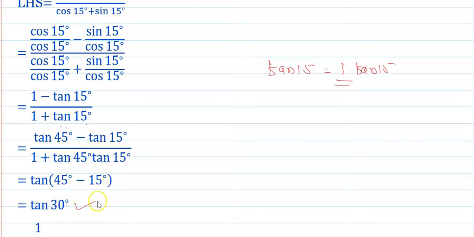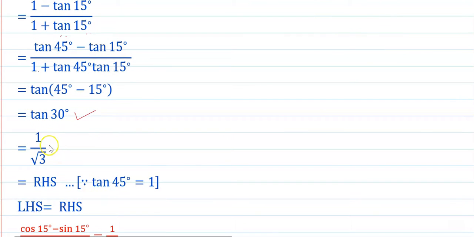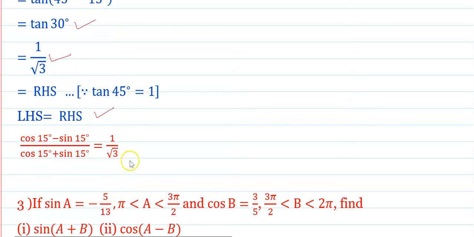And that is nothing but tan 30. And tan 30 is 1 upon root 3. And this is nothing but the RHS. And hence, LHS is equal to RHS. And hence, the result is proved. That is, cos 15 minus sin 15 upon cos 15 plus sin 15 is equal to 1 upon root 3.